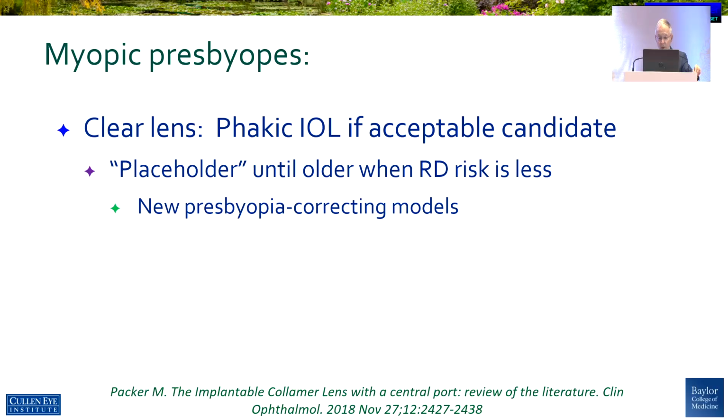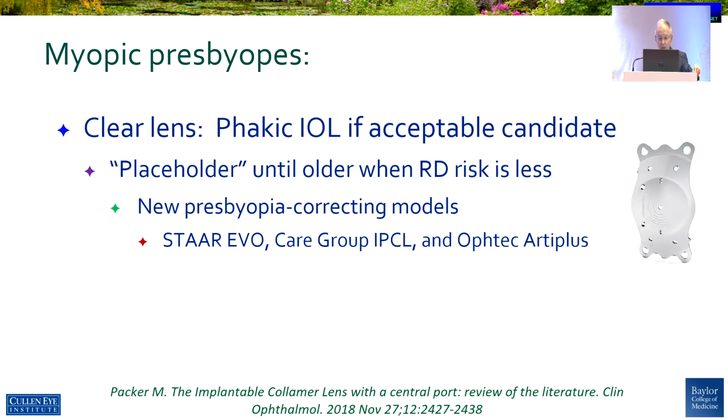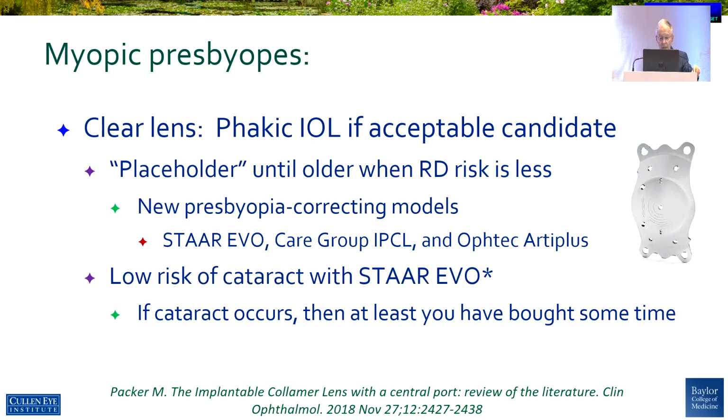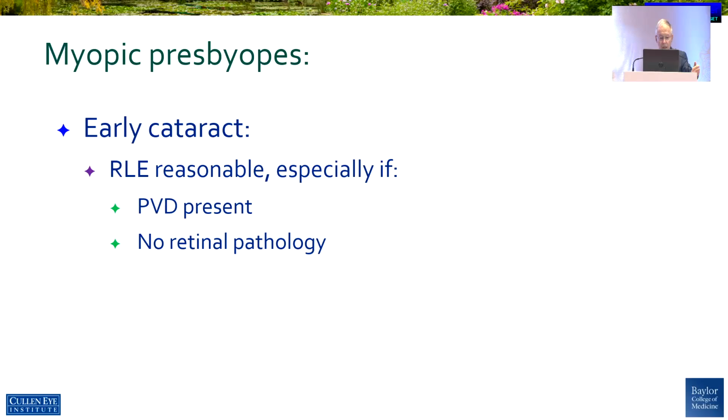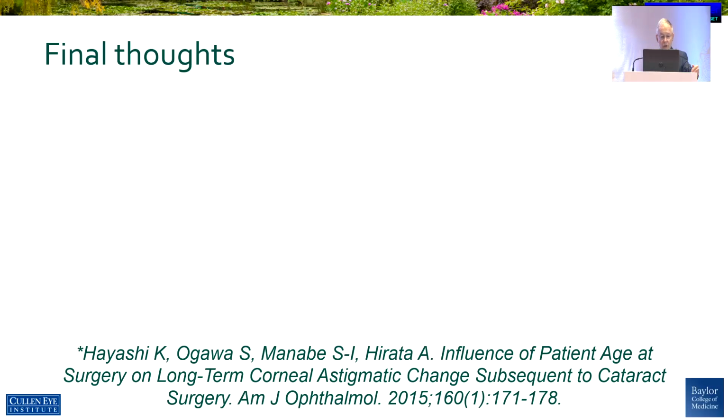And we have new presbyopia correcting models, the STAR EVO. We have lenses that are available in Italy, the CARE Group IPCL, the Optec Artiplus, which is coming along. So, and there's really a low risk of cataract with a STAR EVO lens. And guess what? If a cataract occurs, you just do lens exchange, which you've been able at least to delay it. Now, if they have an early cataract, well then, sure, you could do refractive lens exchange. Again, especially if there's a PVD present and there's no retinal pathology.